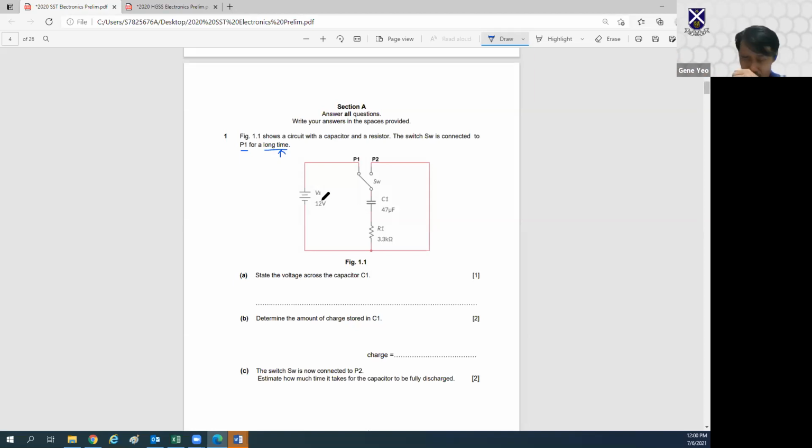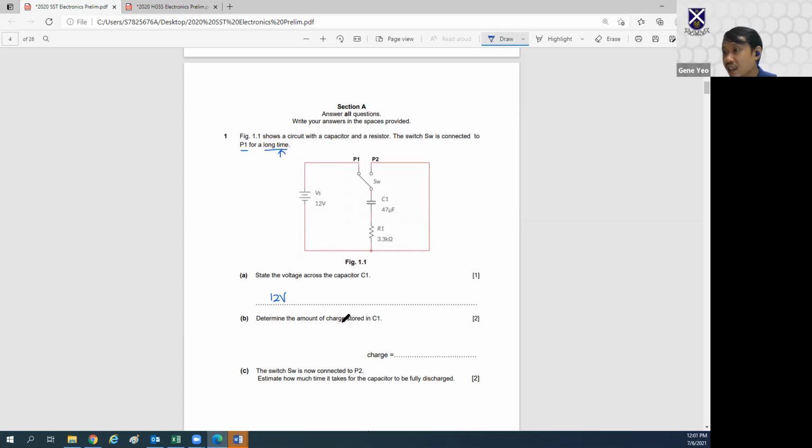So some of you might be wondering, do I take the 5 tau, the 99.3%? So do I take 12 times 99.3% of that? Actually, no need. If it's a long time, you just put it as fully charged, 12 volts. Okay, so don't worry about 5 tau and all that stuff.